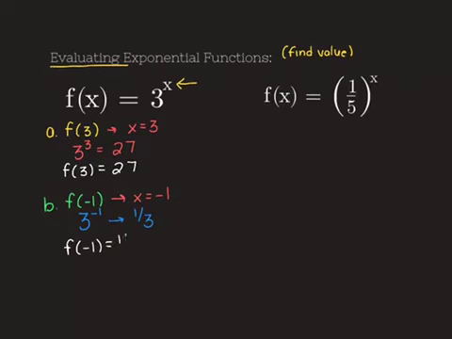is equal to 1/3. Now let's look at f of x is equal to 1/5 to the x. Again, this is an exponential function because my variable is the exponent. So let's start by finding f of 0. So we will replace our x with 0, so that will give us 1/5 to the 0 power. Now remember, anything raised to the 0 power is always equal to 1. So f of 0 is equal to 1.